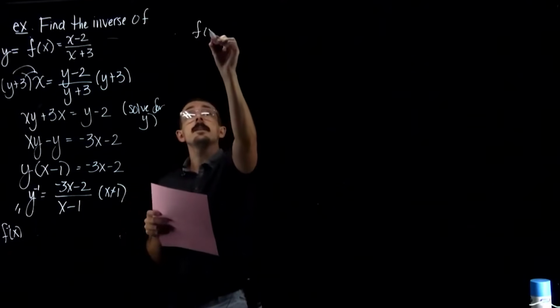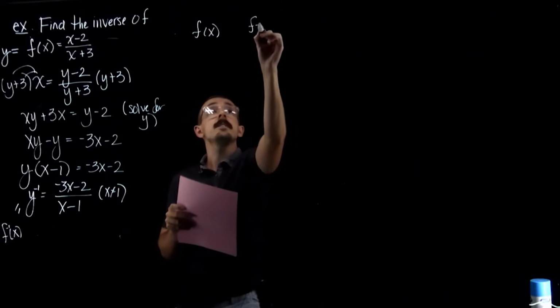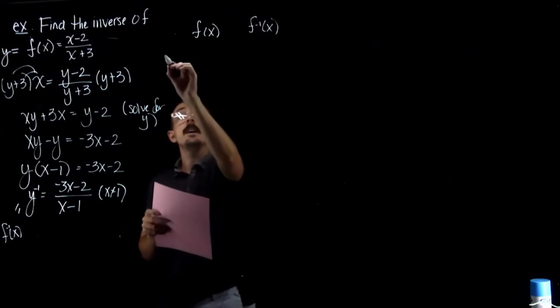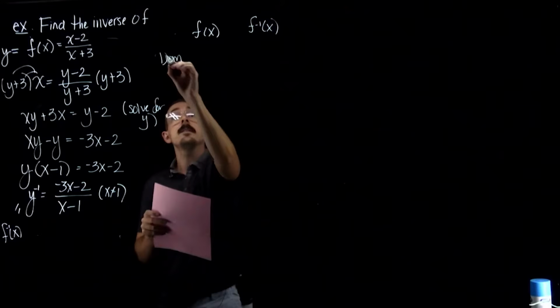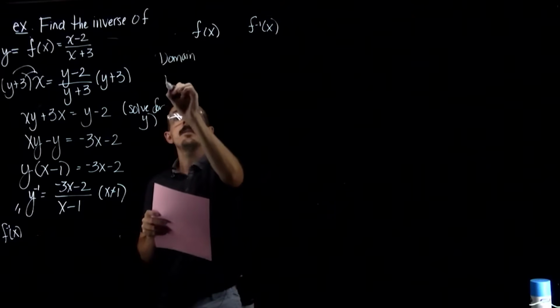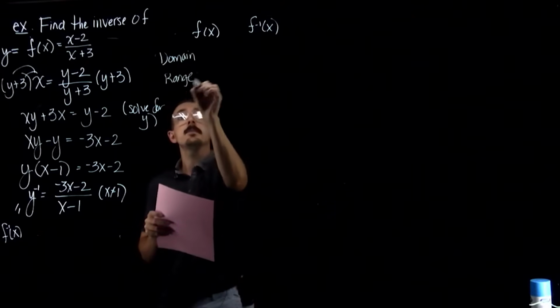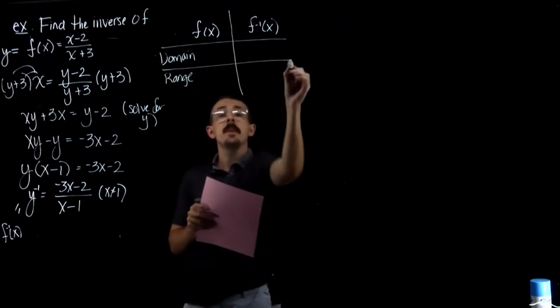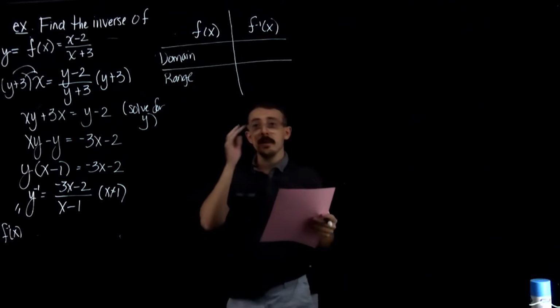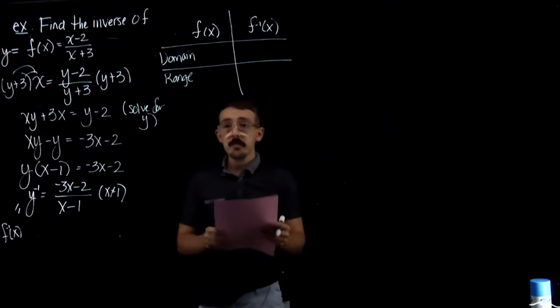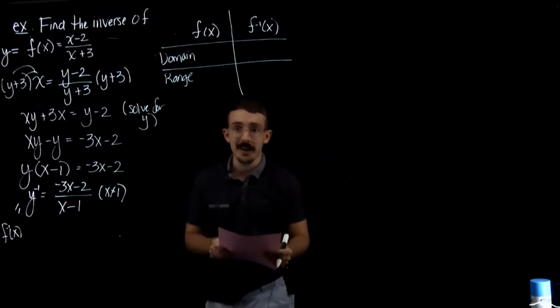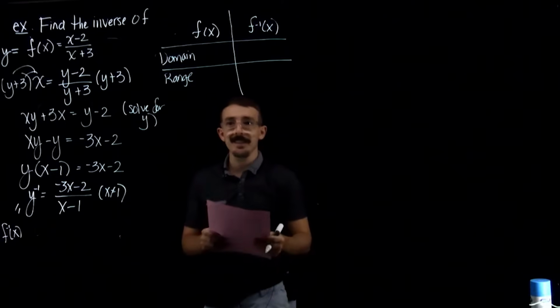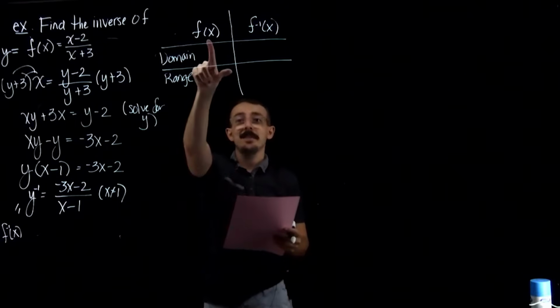So let's look at f of x. Let's look at f inverse of x. And we'll look at the domain and range. So I'm building like a little 2x2 table. That's what I'm doing here. And let's talk about what the domain and range are for these. So some of these are not easy to get right away, but I'm about to show you a trick to get all of them. So let's go to the original function.